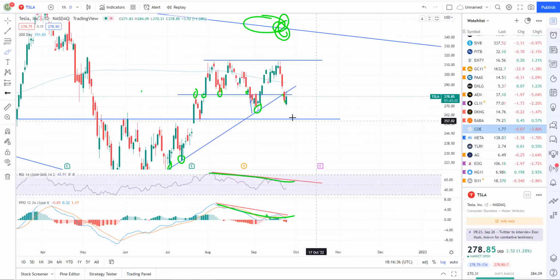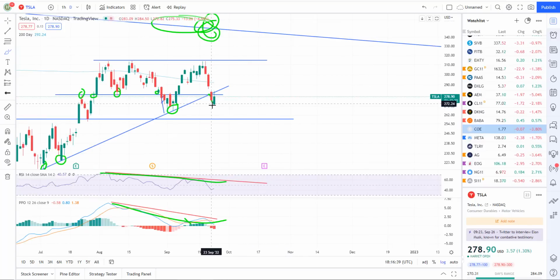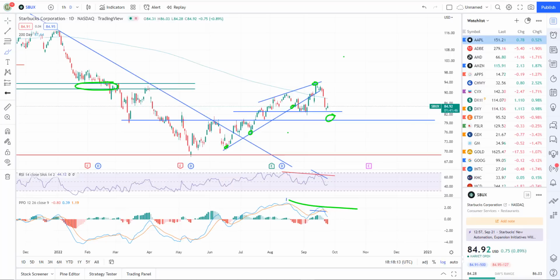So again, had the sell signal on Friday. We'll see if that confirms. Maybe it wants to sell off into the close. That would help confirm this one.